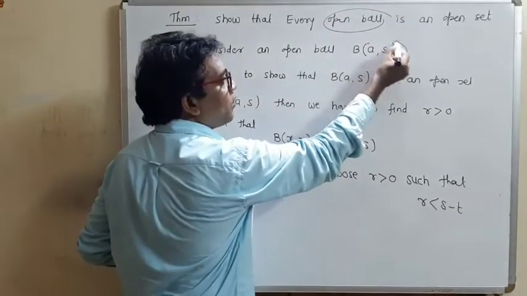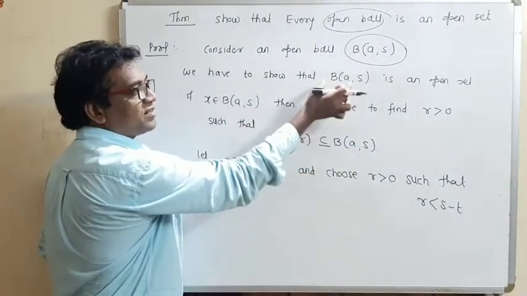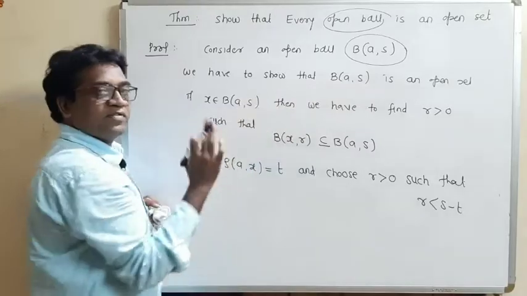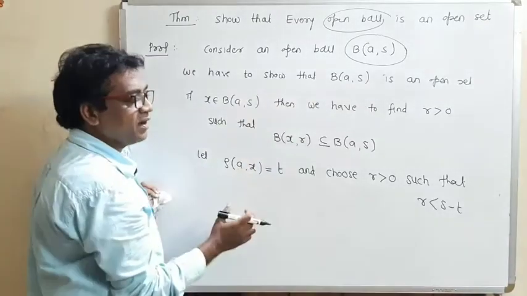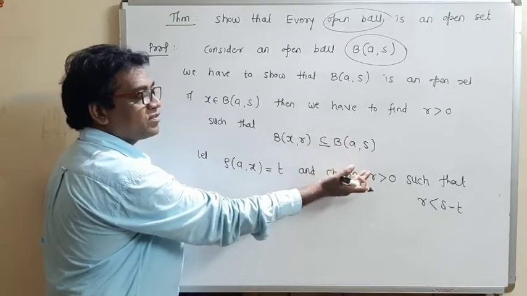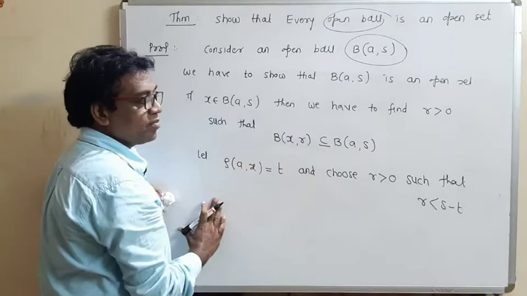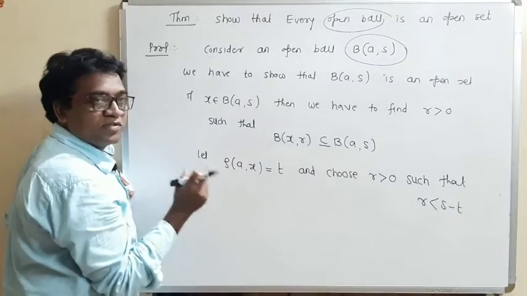So consider some open ball B with center at A and radius S. We want to show that this is an open set. So what is the basic idea for showing the open set? Find out some open sphere which is a subset of B(A, S). Then we can say that this is an open set. So for that we require some assumption.